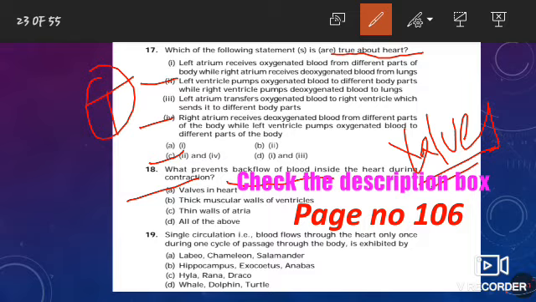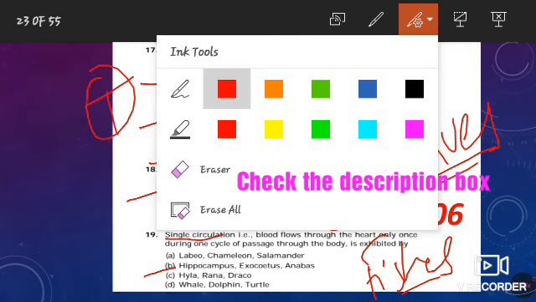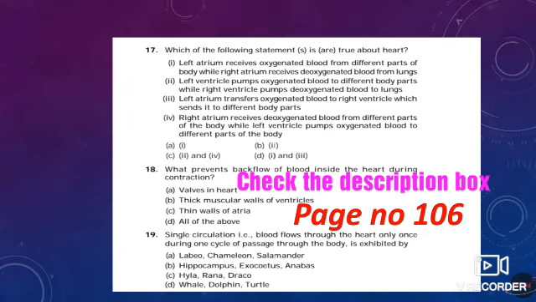The answer to question number 19 is single circulation. Blood flows through the heart only once during one cycle of passage through the body is exhibited by. So answer B is correct, that is, Hippocampus, Exocoetus, Labeo. Single circulation is present in fishes. So the answer will be B. Now the next question.